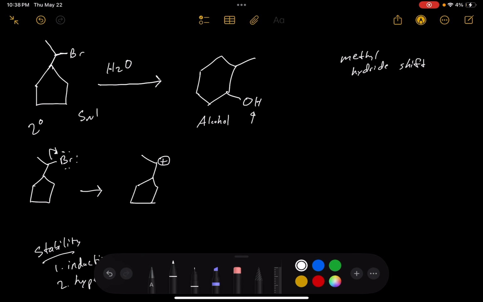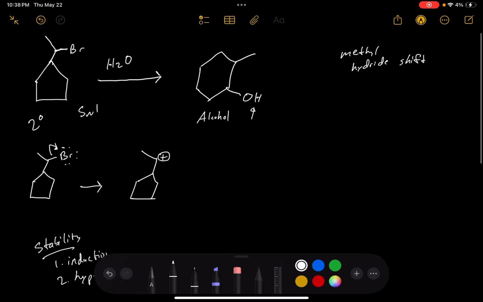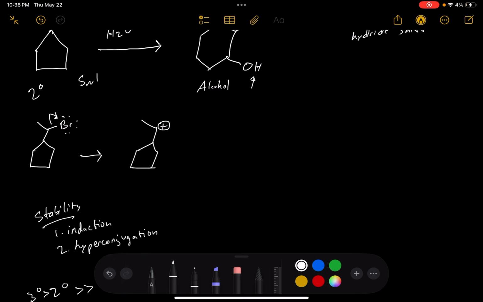What that means is you've been taught to only do methyl hydride shifts from a secondary carbocation to a tertiary carbocation. But in this case, there might be a methyl shift going from a secondary carbocation to another secondary carbocation. And because he told you the product, then it's okay to go through that type of mechanism.